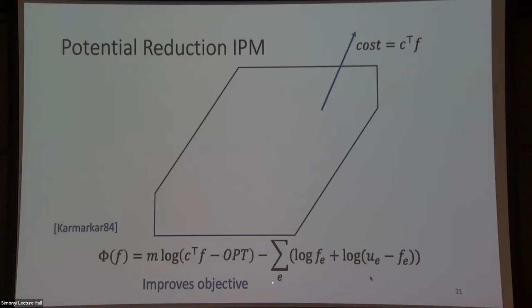And there's a second potential function, one corresponding to every edge, that is the log of the flow plus the log of the capacity minus the current flow, and it's with a negative sign. So as you get close to either zero or saturating the capacity, it blows up. It gives you a very large contribution to the potential. So the second term keeps you far from each of the hard constraints.